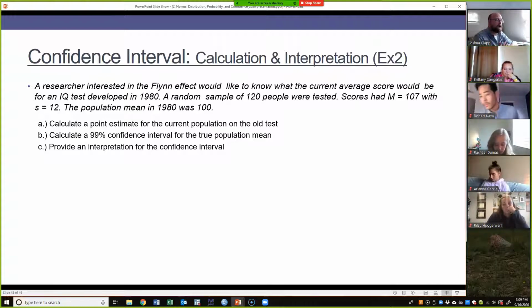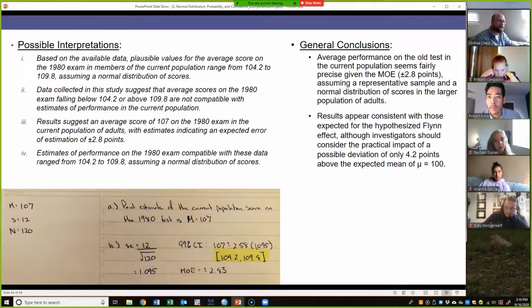Okay, so Robert, what is my point estimate for today's population score on this test from 1980? Yeah, 107, right? Is that 100? Nope, it's not, right? So we do see some evidence for something that looks like a Flynn effect, an upcreep in scores, but what we want to know is how precise our estimates are, right? And this is where some of our interval stuff comes in.